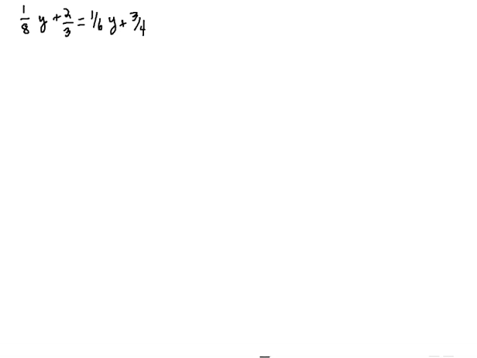We'd like to take a look at our second example now, and this one is slightly different. We have actually a fraction on each side. Each of the coefficients on the variable y are fractions, and both of the constants are fractions.